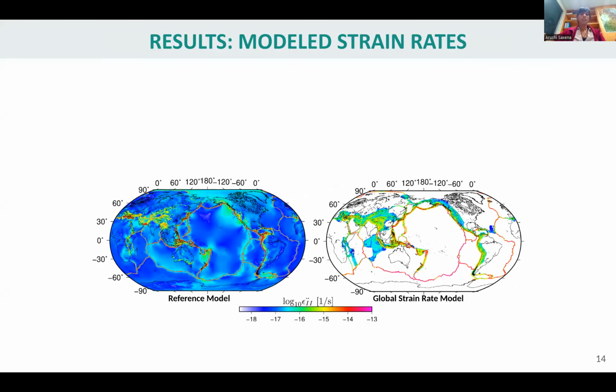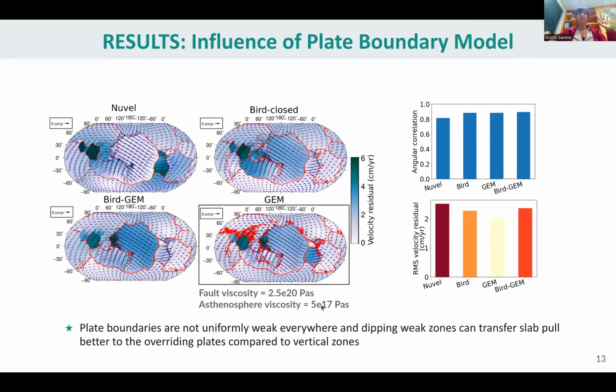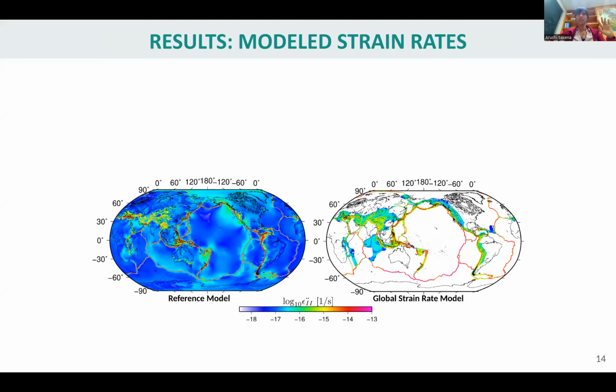So we also compare our best fitting GEM model strain rates with respect to the observed strain rates. On the right is the global strain rate model, and on the left is our best fitting model with the strain rates in our best fitting model. And we can identify 3 zones. Number 1 is the zones of very high deformation, which is the red color here, which also matches these discrete zones of very high deformation in the observations.